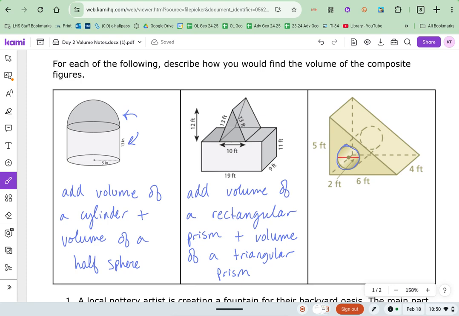So we're going to do the volume of a triangular prism, but instead of adding, we're going to subtract from that the volume of a cylinder.